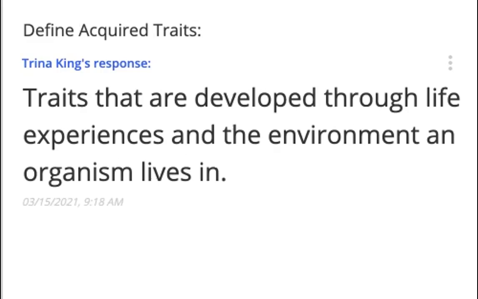Acquired traits. You're not born with these. These are developed through life experiences. So, traits that you develop through life, they're not from your parents. Okay. So, again, this is number 24. Annabella, Fernando, Mia, go ahead and fill this in, please. And we have one question left. Yahoo!